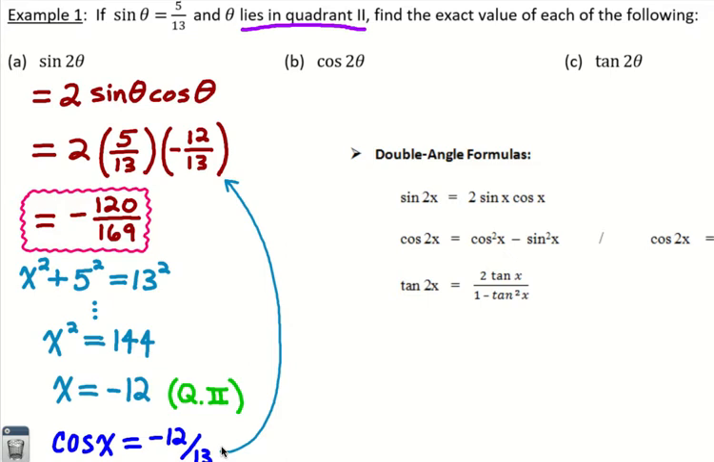This is a little out of order as far as the steps, but this goes back up into here, and now we can fully plug in: 2 times 5/13 times -12/13. You clean that up, and this is our final answer. So we're using old tricks, but we're applying a new formula, a double angle formula.